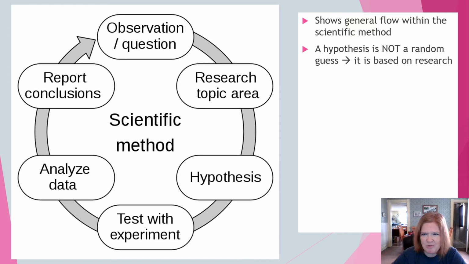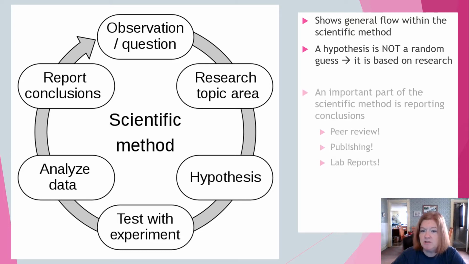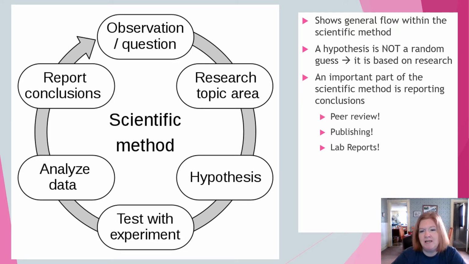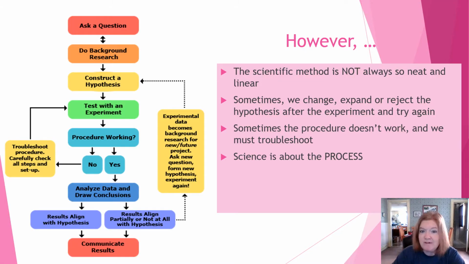So it shows the general flow within the scientific method. Hypothesis, remember, is not a random guess. It's based on research. An important part of the scientific method is reporting those conclusions. So it's peer review, it's publishing. And in our classroom, it's lab reports and presentation. All right, however, the scientific method is not always so neat and linear. Sometimes we change, expand, reject the hypothesis after the experiment and try again. Sometimes the procedure doesn't work and we have to troubleshoot and then revise and try again. Science is about the process.